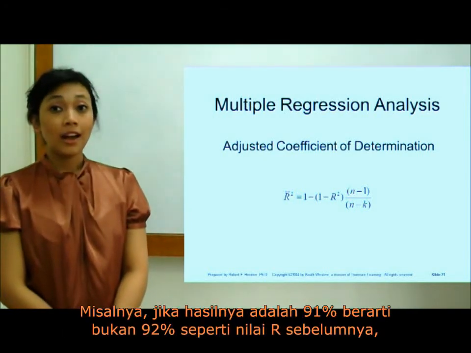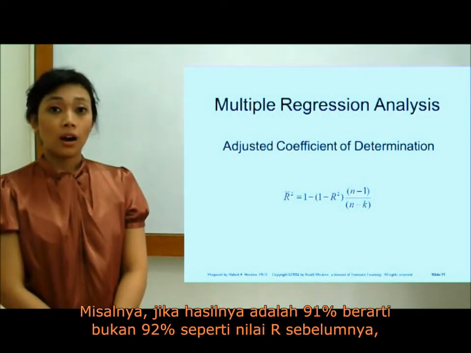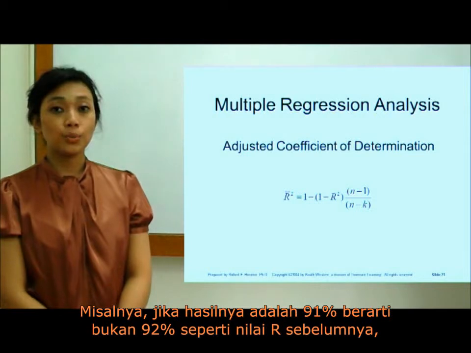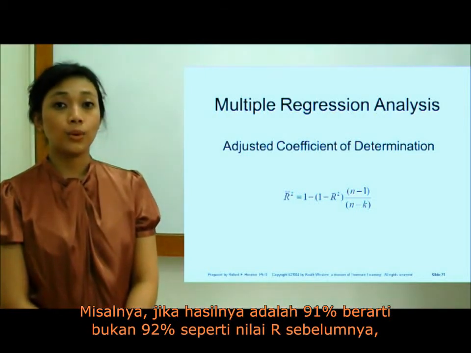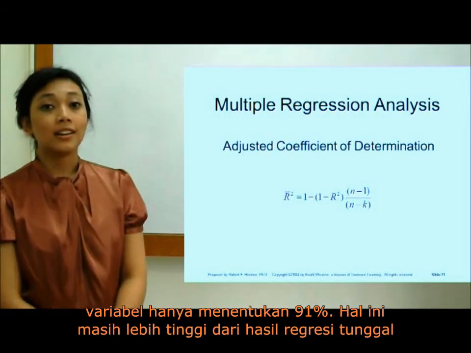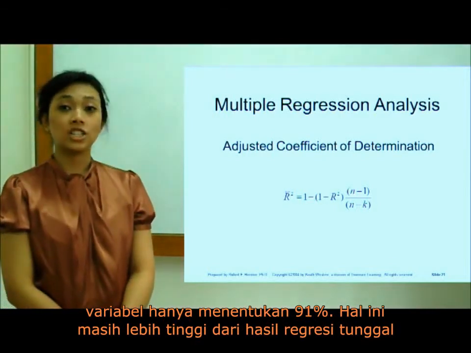For example, if the R squared result is 91%, it means that instead of 92% like the previous R value, the variable only determines 91%. It is still higher than the single regression result.